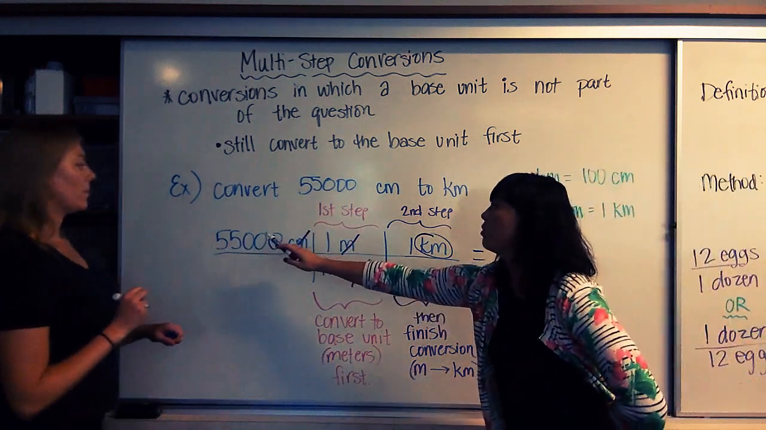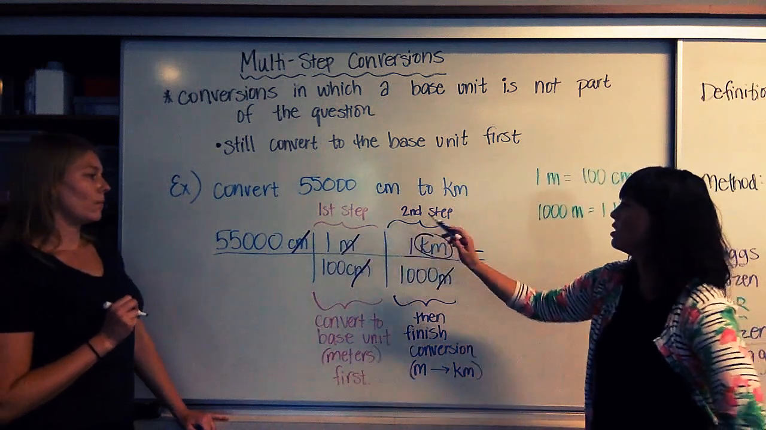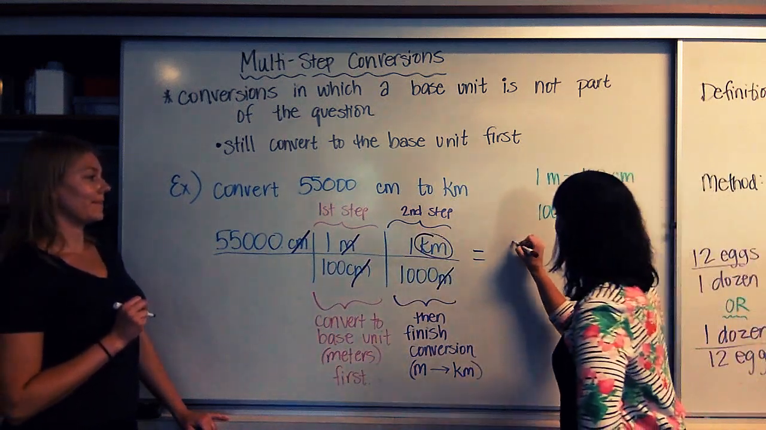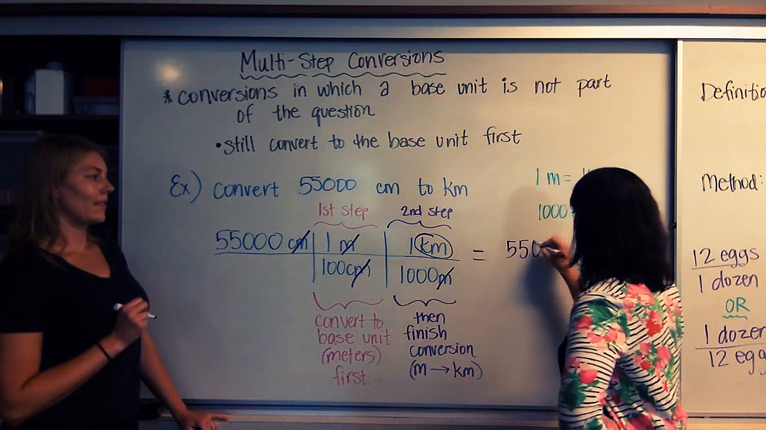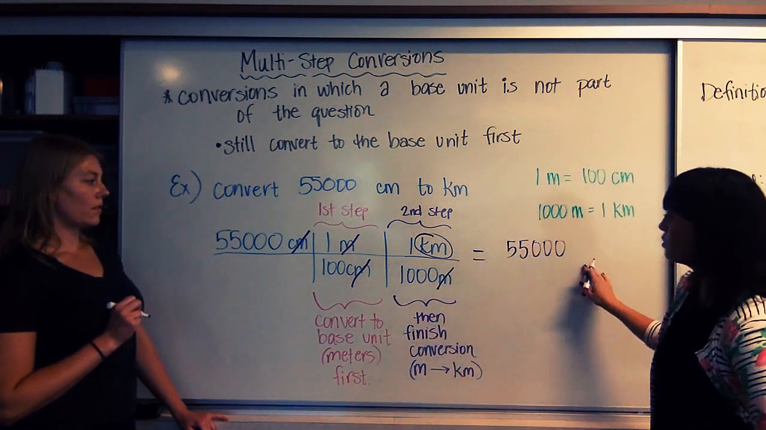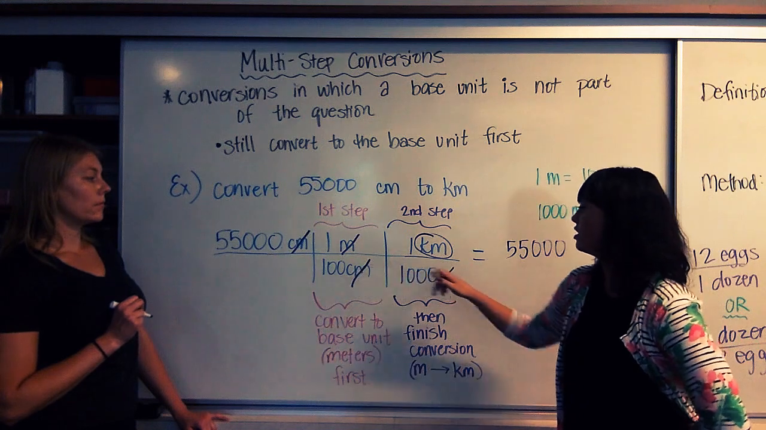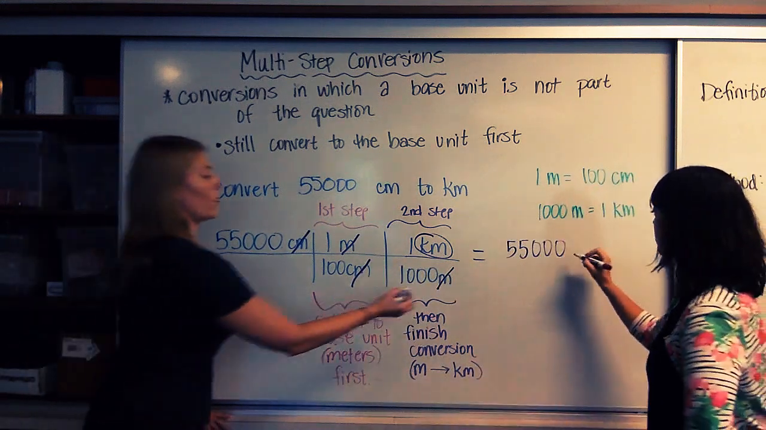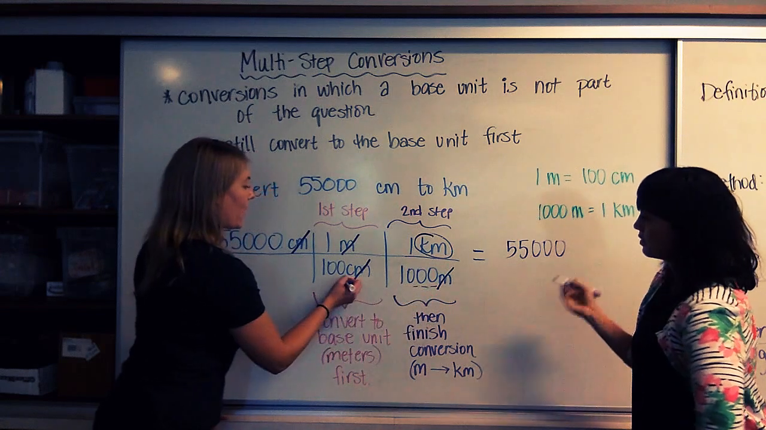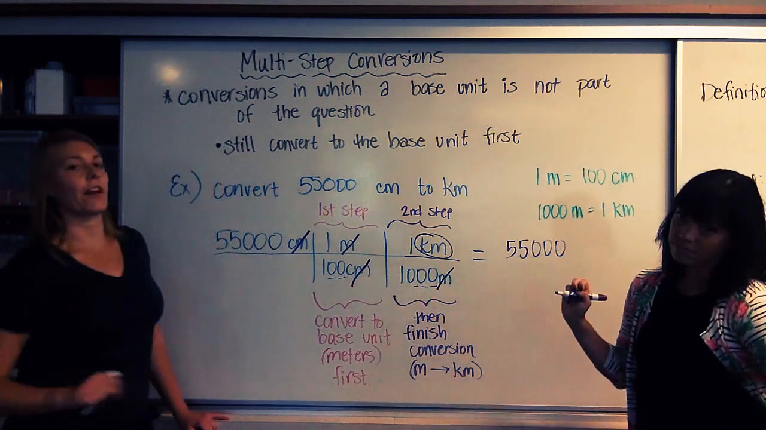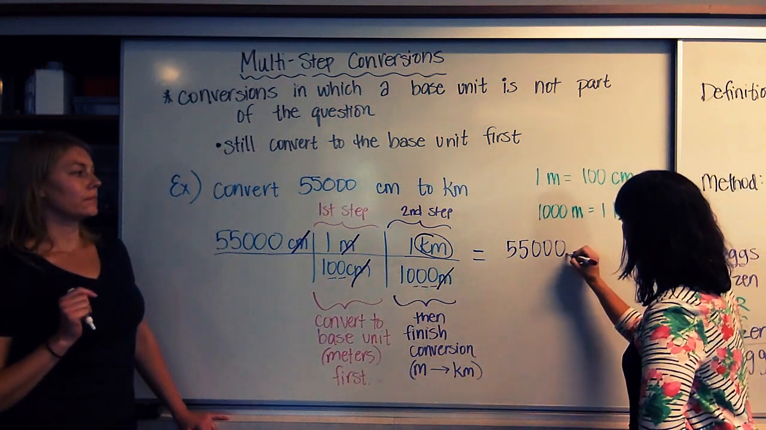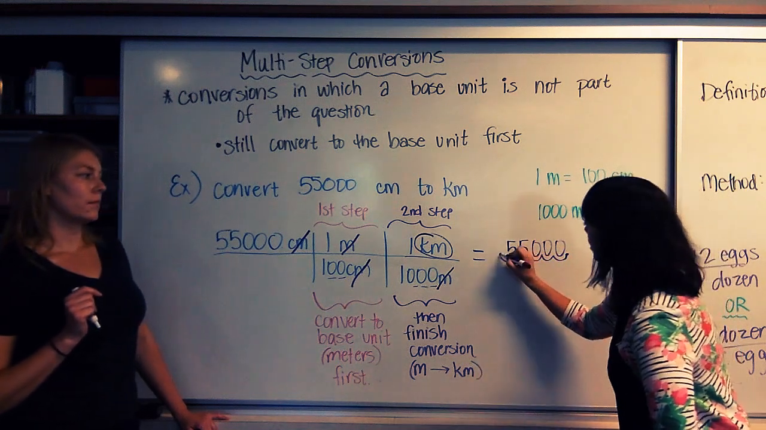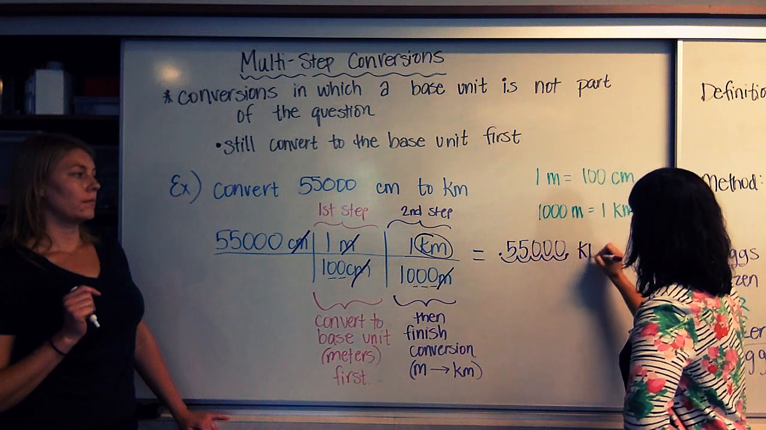Okay? So I'm going to multiply 55,000 times 1 times 1. And I'm going to move the decimal. Is that okay? Okay. 55,000 times 1 times 1. And then I have 100 times 1,000. And I'm going to move it 5 decimal places. 1 for each 0 you see. So there's 5 zeros. You move the decimal 5 places. Okay. So if my decimal's here, I'm going to go 1, 2, 3, 4, 5. Okay. And I have kilometers.